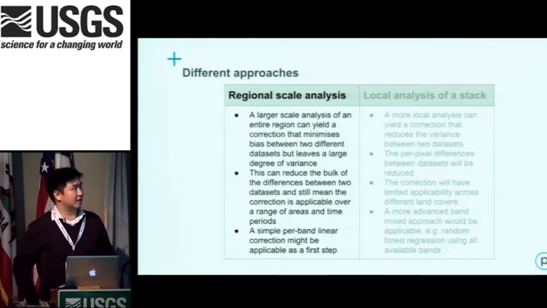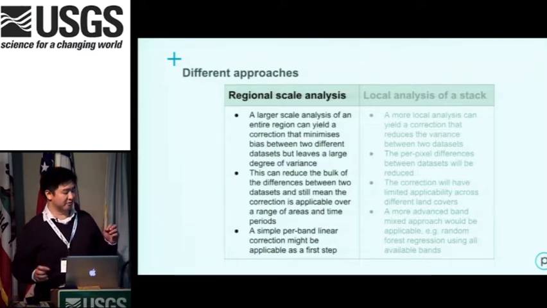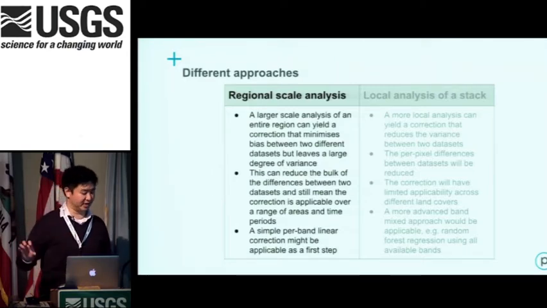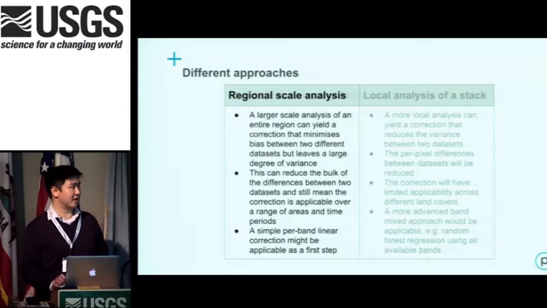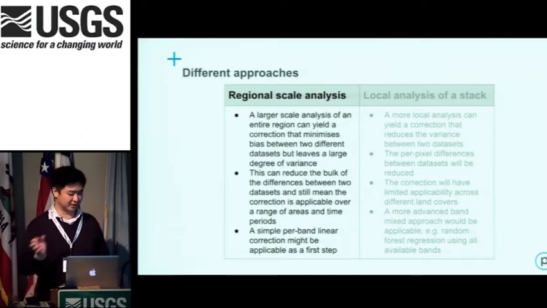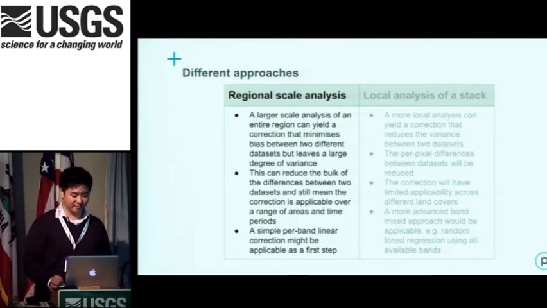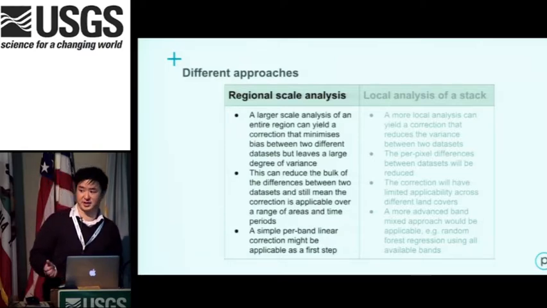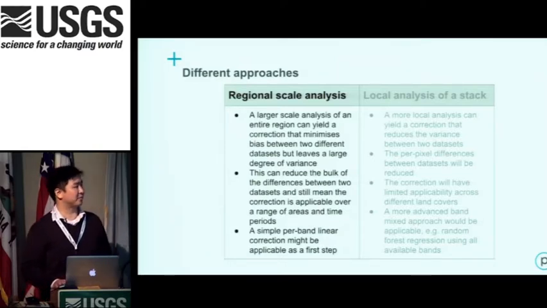My study concerns a larger scale regional analysis, a comparison of simultaneous crossovers, so that we can try to correct some of the bias from the data set on a larger scale. It might still leave some degree of variance within it, so that you correct the bulk of it, but there will still be some local differences between the two sets. But this will be a first step, a broad regional scale analysis correction, before moving on to a local per pixel correction, which Gina Lee will talk about later on.